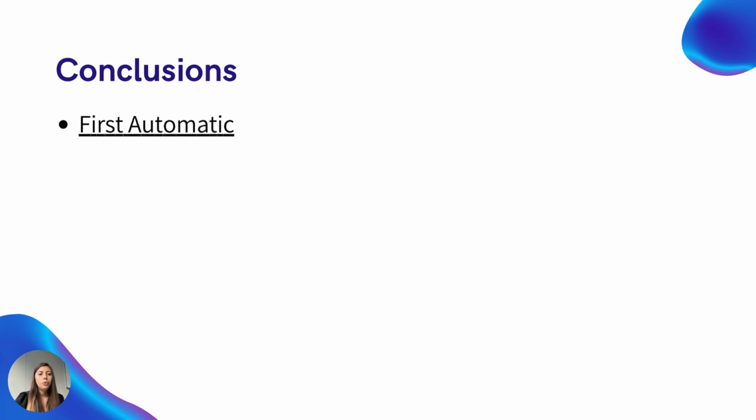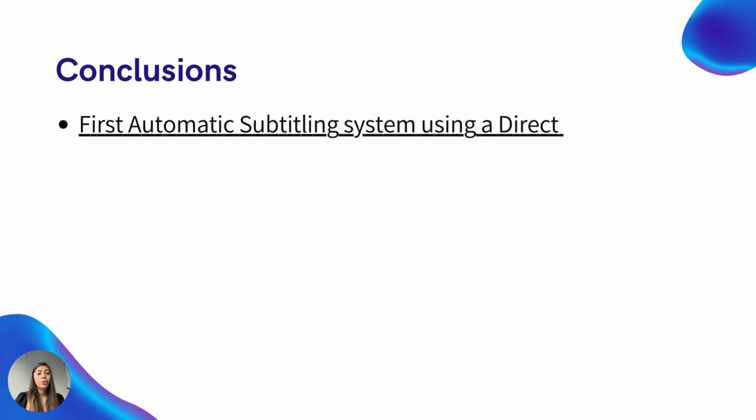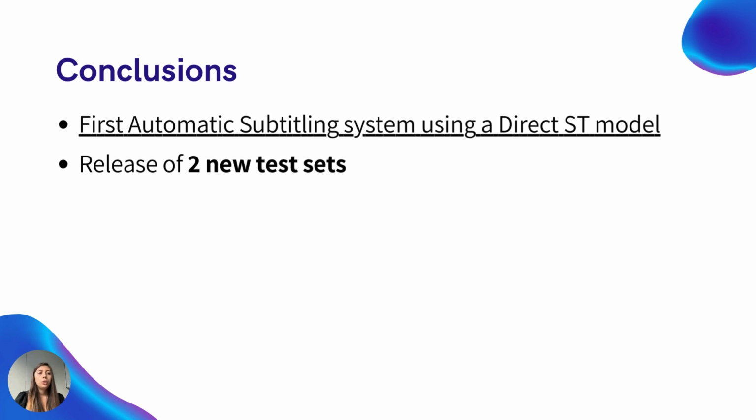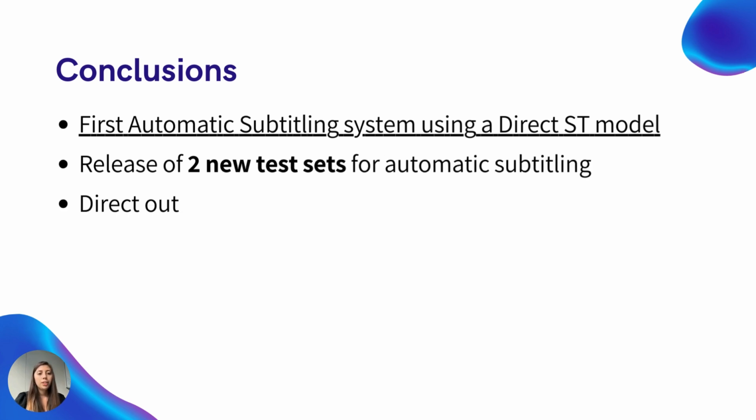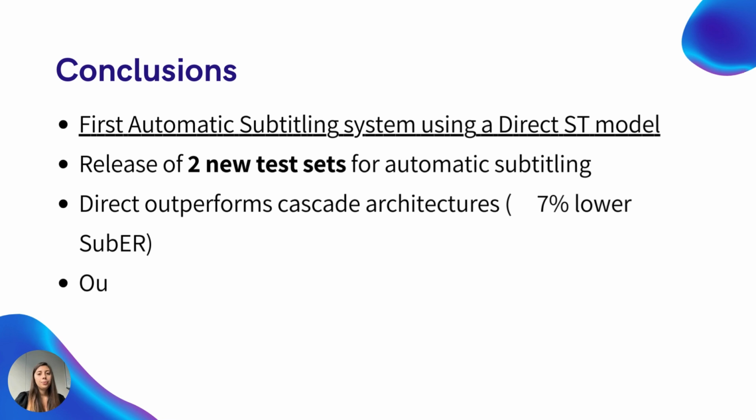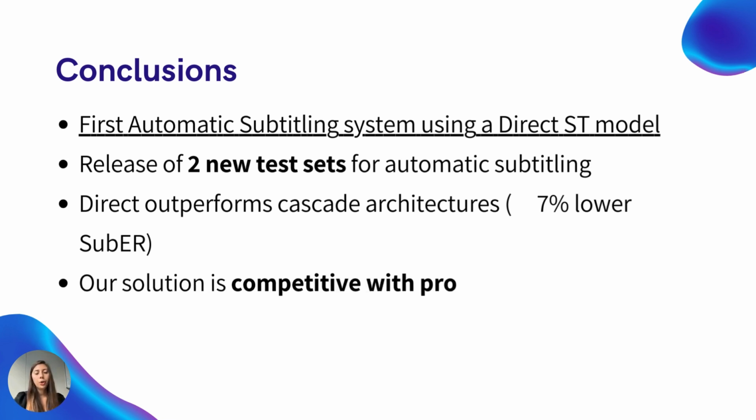So moving to the conclusion, we propose the first automatic subtitling system that leverages a direct speech translation model. We released two new test sets for the automatic subtitling task. We also proved that direct systems outperform cascade architectures with a lower SubER of about 7% on average. And we also proved that our solution is competitive with production tools.